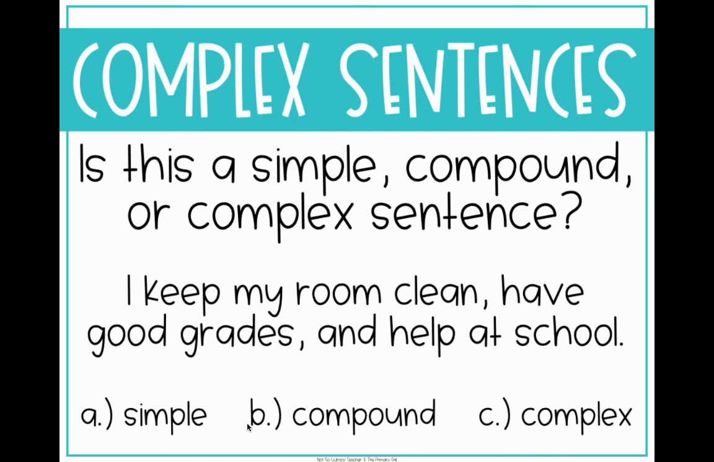I keep my room clean, have good grades, and help at school. This is an example of a simple sentence. Now, I know you're thinking there is a conjunction right here, but remember, in order to be a compound sentence, it has to join two simple sentences. I keep my room clean, have good grades. That is not a complete simple sentence. And help at school is also not a complete simple sentence by themselves. So this is all one simple sentence.